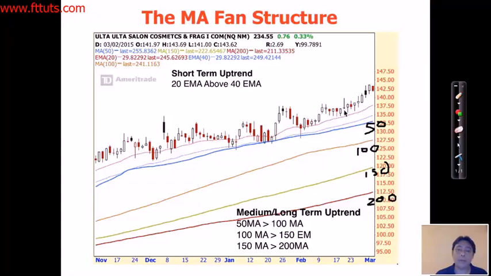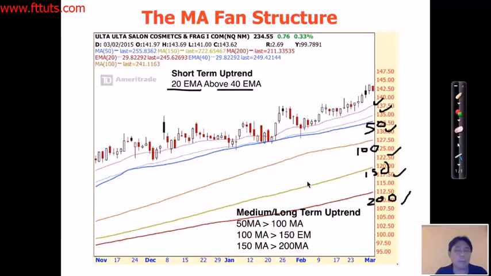Okay? So whenever you see this sequence, 20 is above 40, alright? 50 is above 100, above 150, and above 200. When you see this sequence, it tells you that the MA fan is on a clear uptrend, and that's the best time to go long.